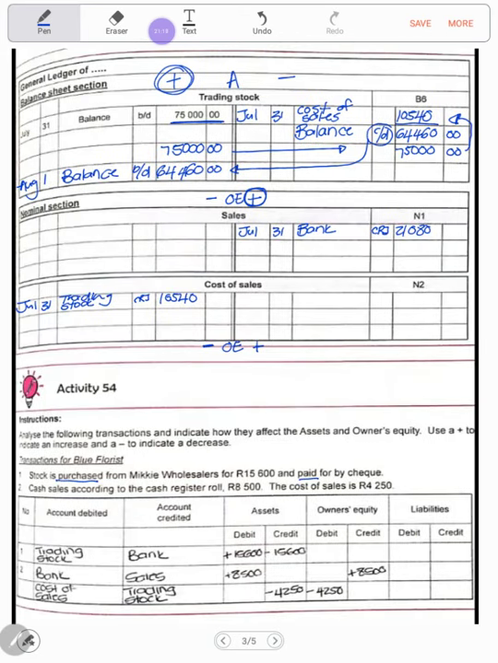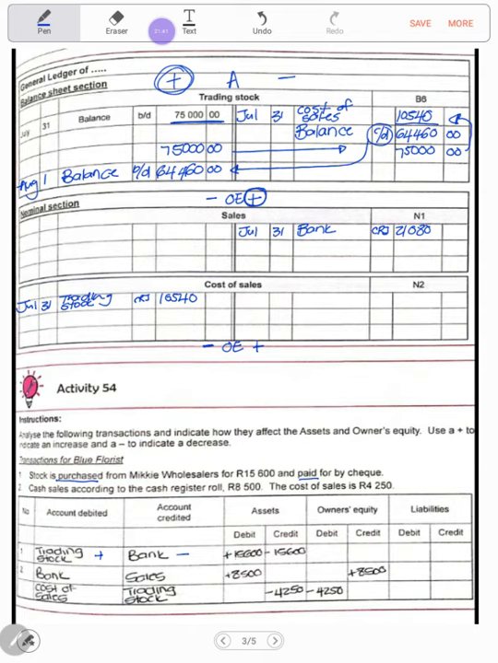Both accounts are asset accounts, except trading stock will be increasing because you remember you bring in the stock to your business. It's increasing your trading stock. Bank is decreasing. That is why we are crediting it. It's an asset and assets decrease on your credit side. So in your asset column, you'll see I have a plus at the debit side and a negative in the credit side.